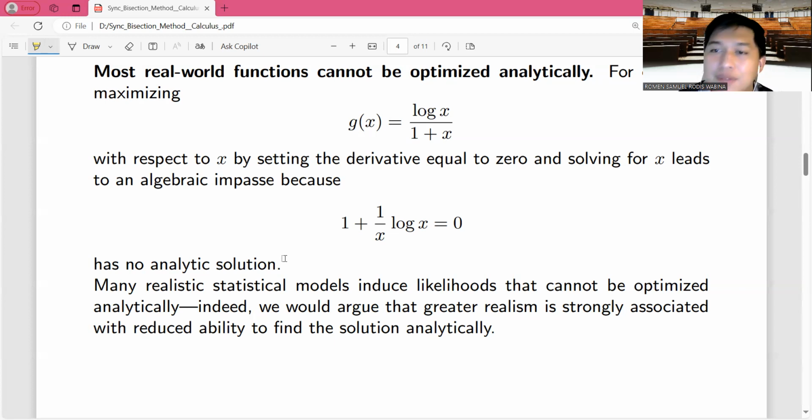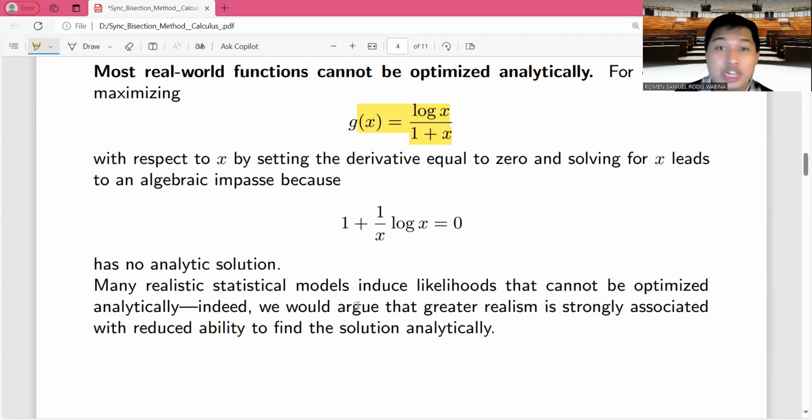As we see in our slide, consider the function g of x equals log of x divided by the quantity 1 plus x. This function could represent a wide array of real-world scenarios, such as economic models or natural phenomena, and the goal is to maximize this function with respect to the variable x. When we find its derivative, or when we attempt to find the value of x by setting its derivative equal to 0, we confront an algebraic deadlock.